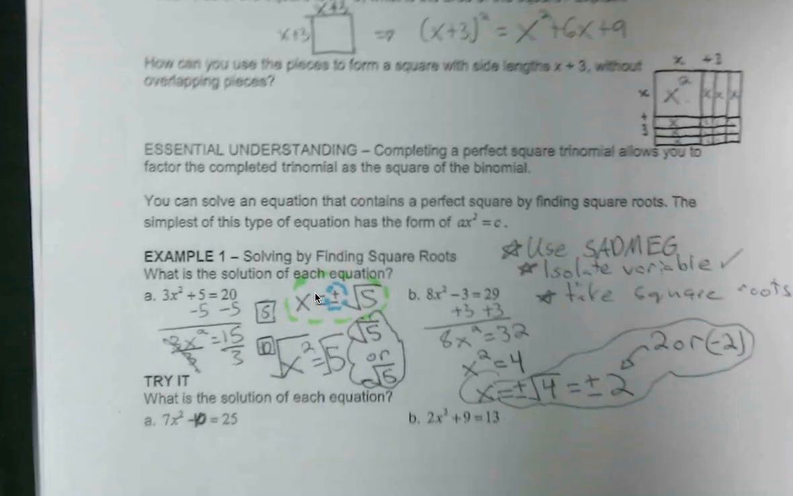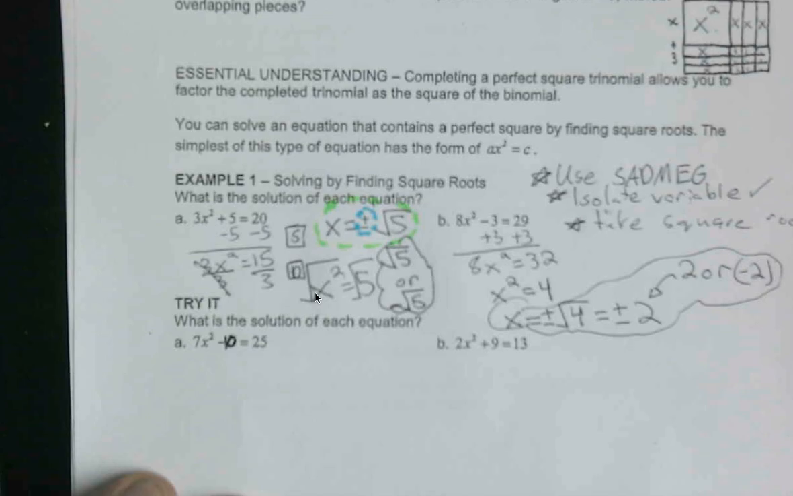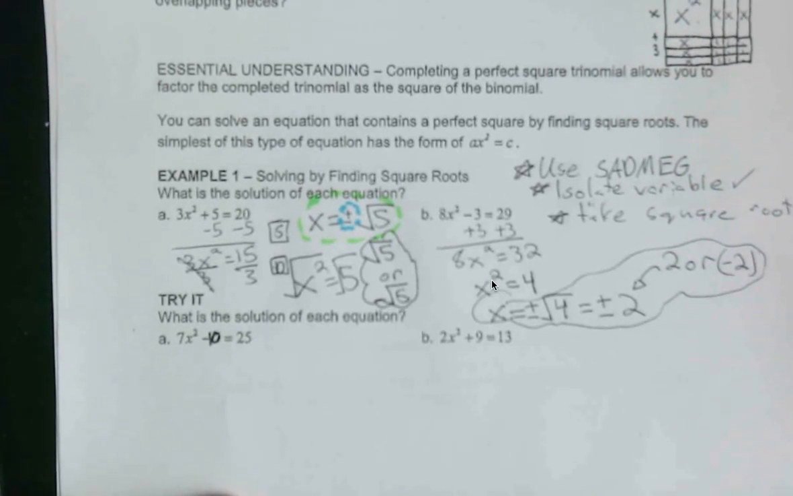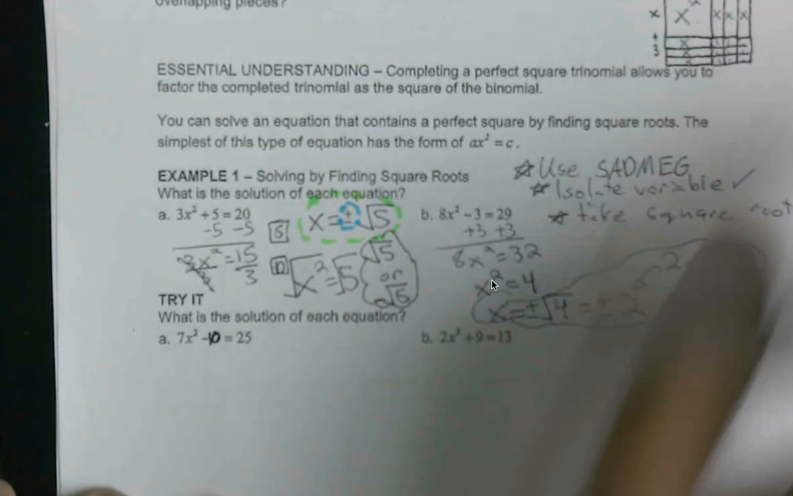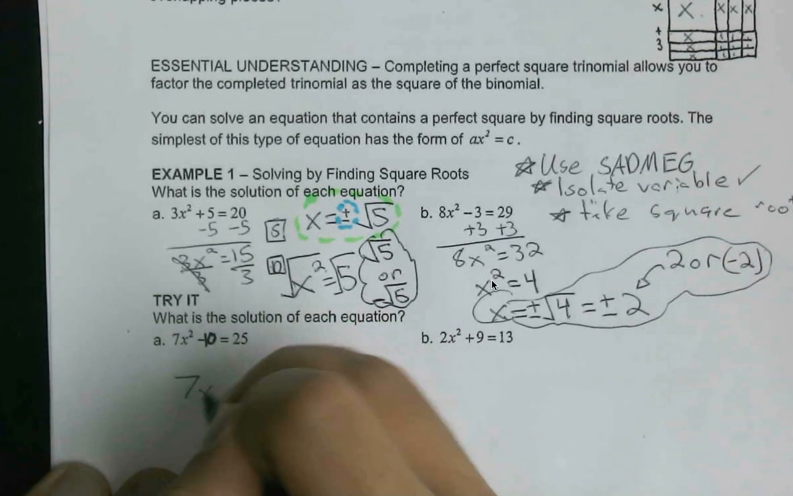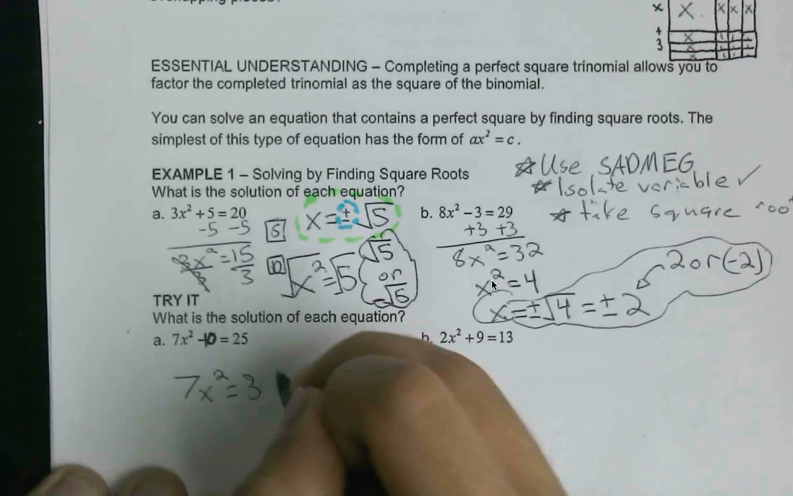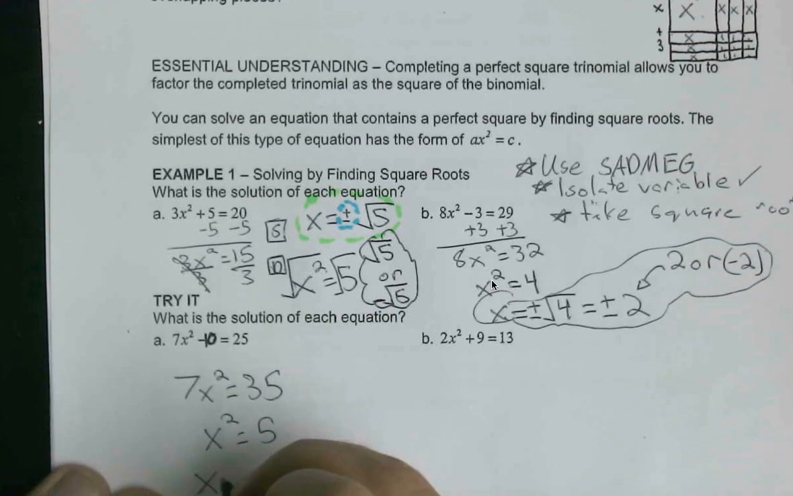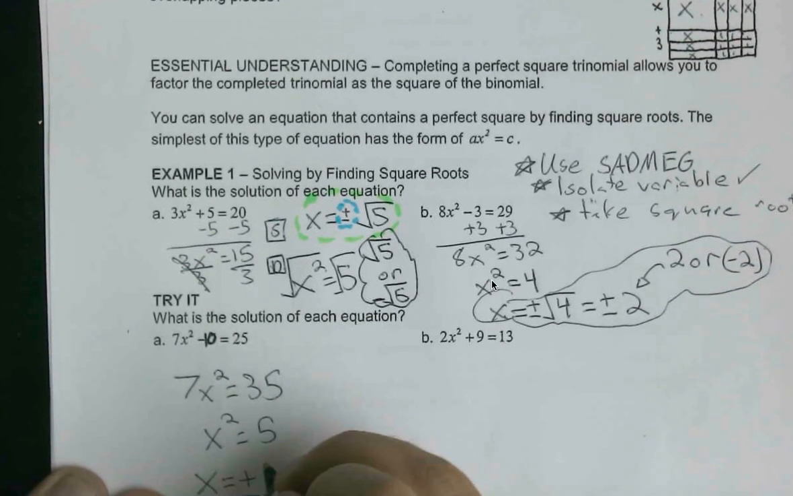Take this time now to pause and see what the next two problems are like. Give them a shot, see what's working, see what's not working. If we move the 10 over, we have 7x squared equals 35. x squared equals 5. x is now going to be equal to plus or minus the square root of 5.